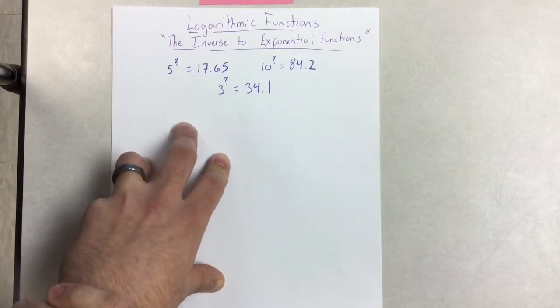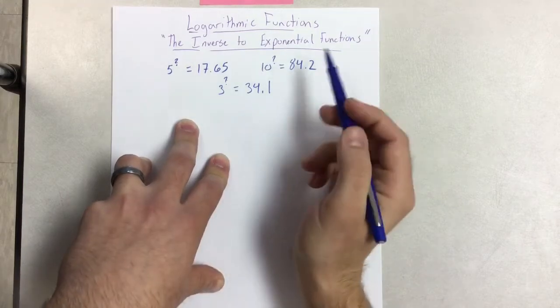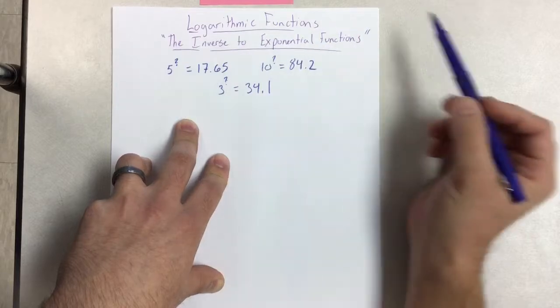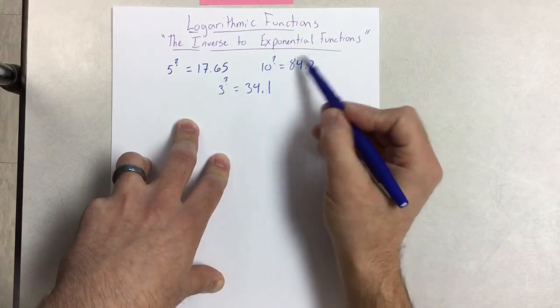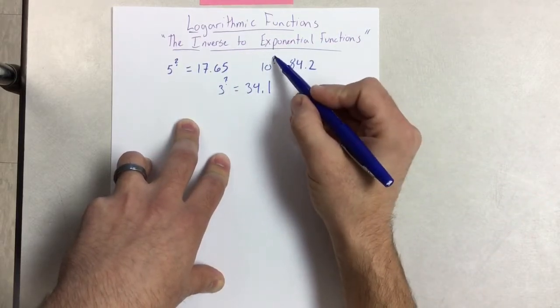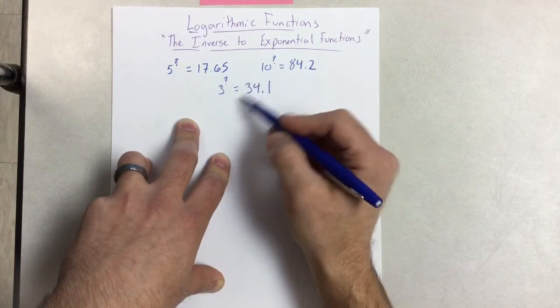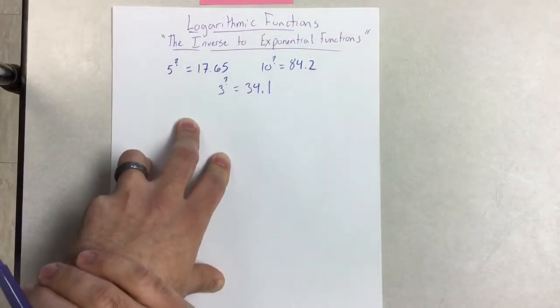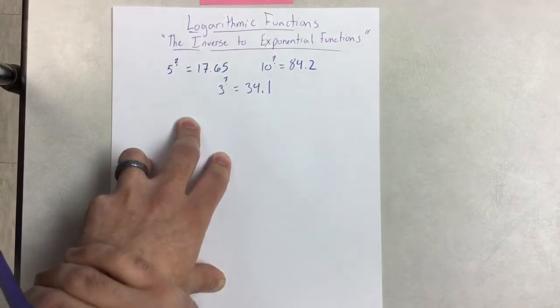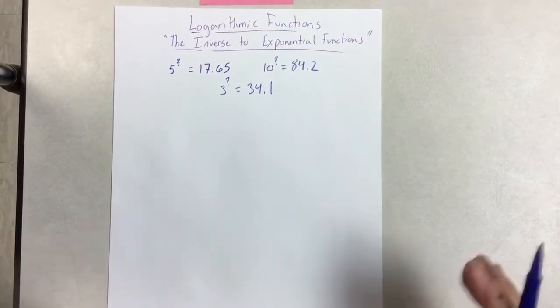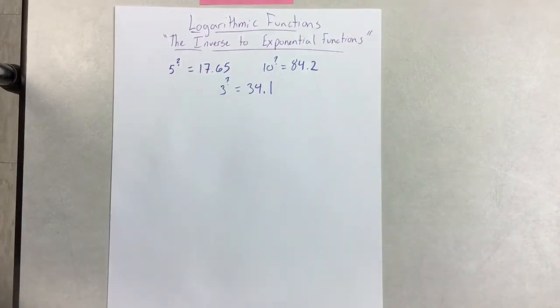So you could probably argue, like we know 5 squared is 25, so it has to be something under 2. 10 squared is 100, so we know this has to be under 2. So there are different ways of doing this, but do we know a way of finding these exponents? And right now we might not. And in this video we're going to investigate how we can find those exponents.